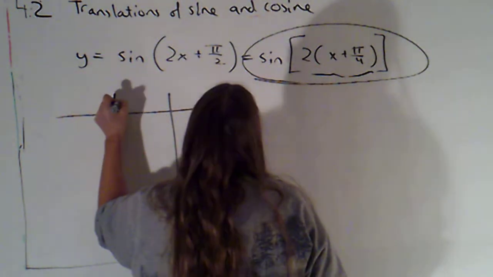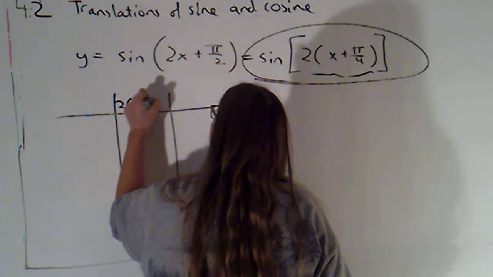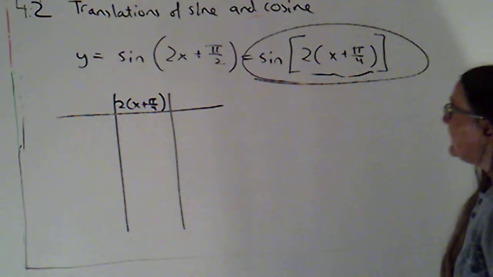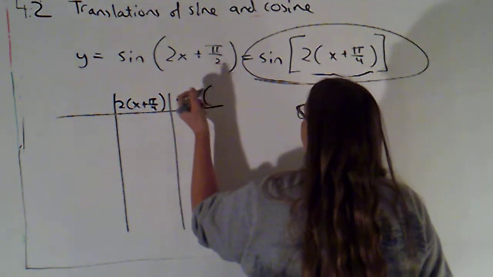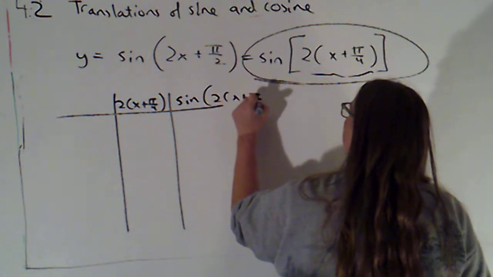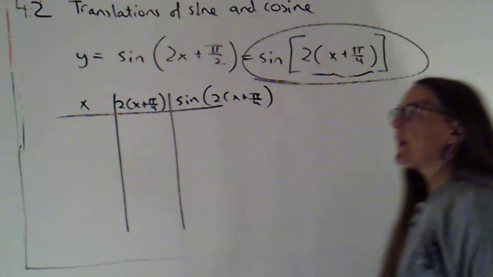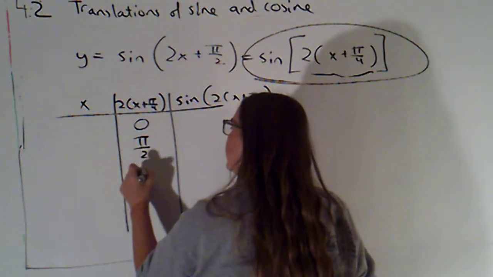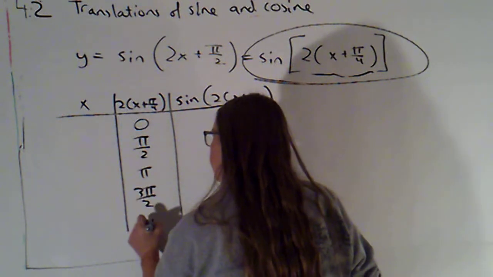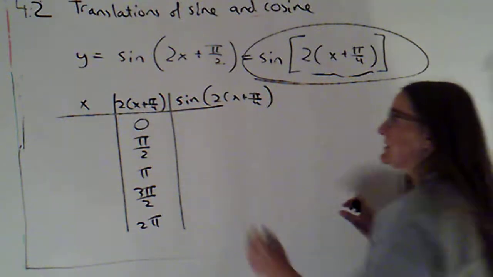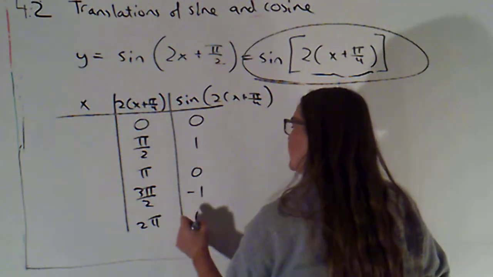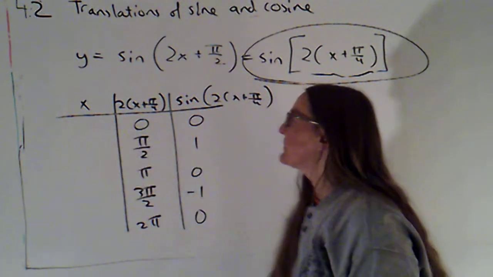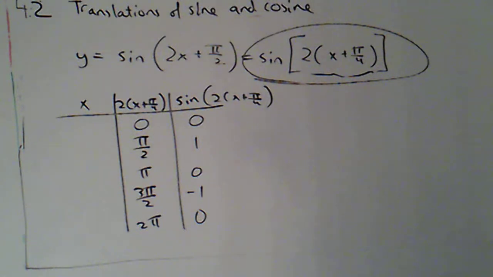So I know that 2 times (x plus pi over 4) is what I'm going to be plugging into sine so that I get out my nice values. But then I need to work backwards to figure out what x is. So I want my input to sine to be my nice quadrantal angle, so 0, pi over 2, pi, 3 pi over 2, and 2 pi. That way, when I plug into sine, I just get 0, 1, 0, negative 1, 0. Okay, but now I need to figure out what my x value is. So that's going to be solving a bunch of different equations.